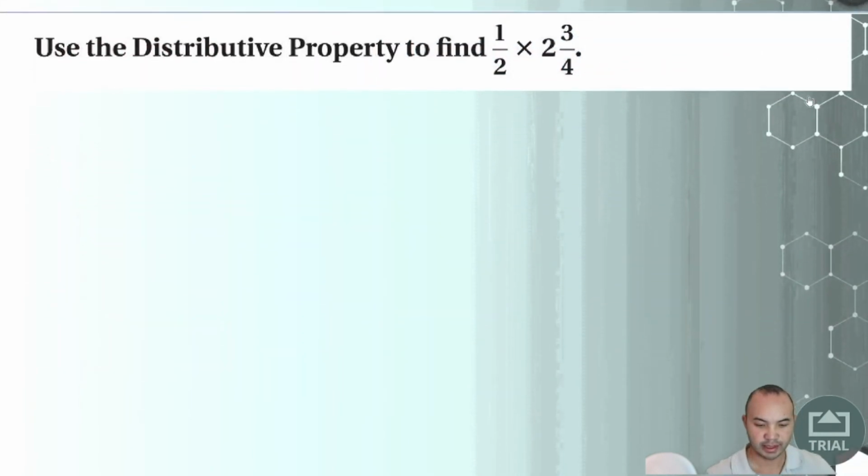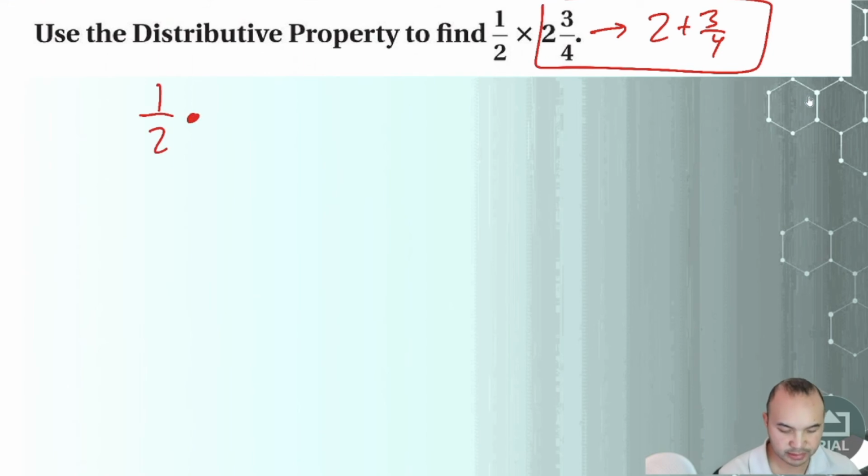If you had a fraction like this, 1/2 times 2 3/4. Now I know you'd probably want to just change it to an improper fraction and multiply, but there's another way. So 2 3/4, think about how else can you say 2 3/4? Well, it's 2 plus 3/4. So this is the same thing as 2 plus 3/4. So 1/2 times 2 3/4 is the same as 1/2 times 2 plus 3/4. Well, I can't write it like that, right?